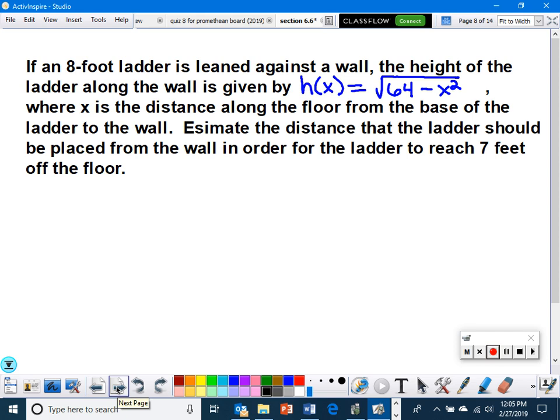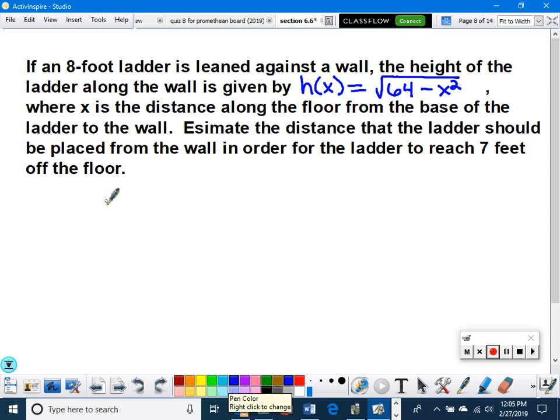So if an 8-foot ladder is leaned against a wall, the height of the ladder along the wall is given by the function h of x equals the square root of 64 minus x squared, where x is the distance along the floor from the base of the ladder to the wall. Estimate the distance that the ladder should be placed from the wall in order for the ladder to reach 7 feet off the wall. All right, so here we go.